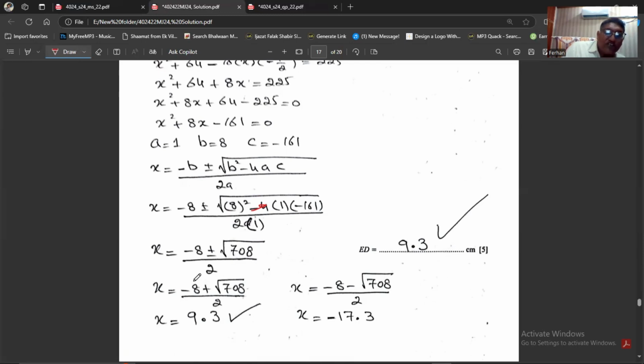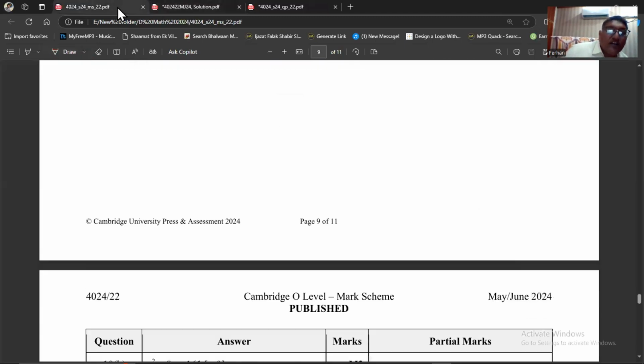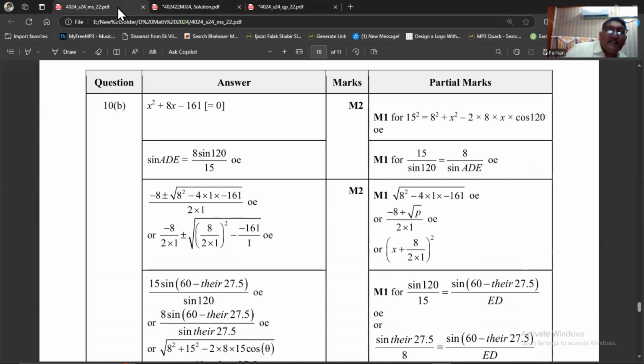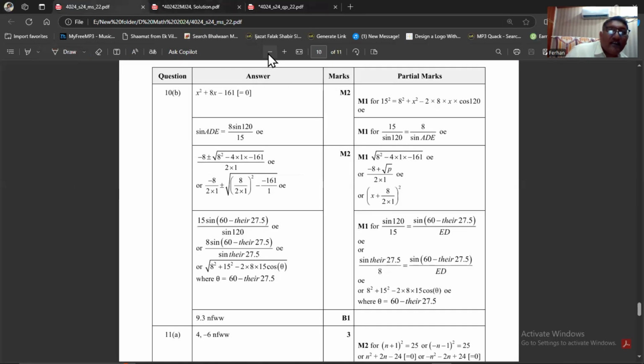So there are now two options. x is equal to minus 8 plus radical 708, the whole thing divided by 2. That will be 9.3. The other option is x is equal to minus 8 minus root 708, divided by 2. So that is minus 17.3. Because x is the side, that cannot be negative. So I will neglect this value and I'm going to take this value. The ED we supposed was x. So the ED value is 9.3. Let me reduce the size. My answer is right.